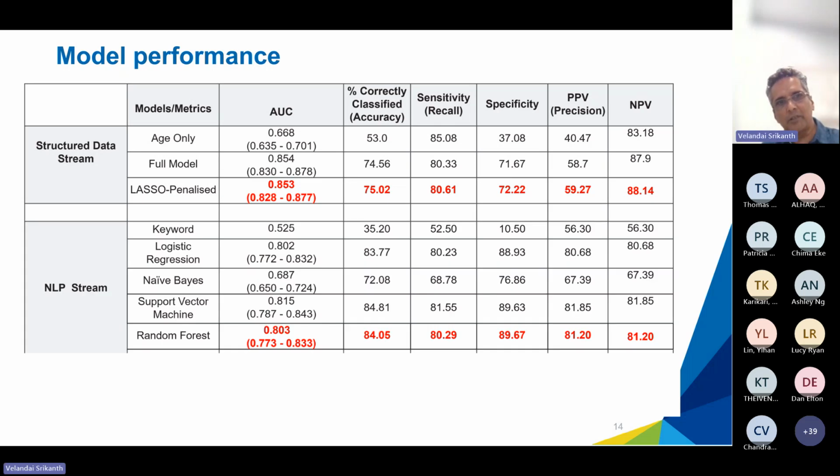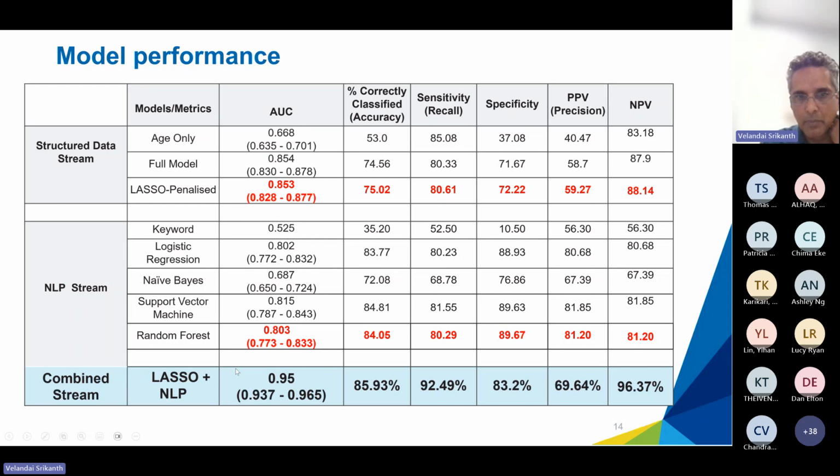When we use the NLP stream, you find that just a simple keyword search just doesn't cut the mustard, but the other modeling approaches were fairly good, and we chose to take the random forest approach to combine with the lasso penalized approach. You'd see that the AUCs for the two were fairly similar, but when you did combine them, the actual value jumped. So the AUC really jumped to about 0.95 with quite high sensitivity and specificity.